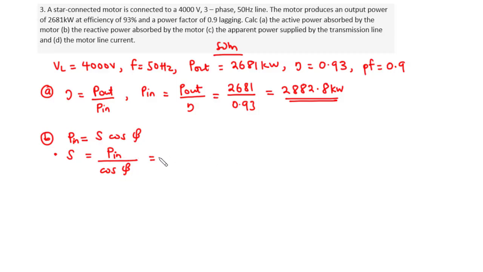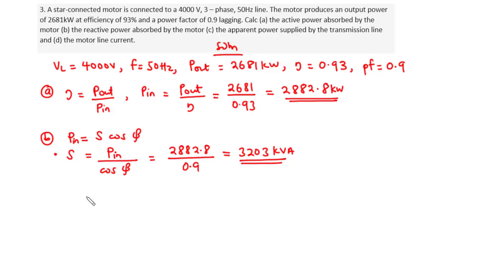So we have the input power to be 2882.8 divided by cosine of angle phi, which is the power factor, so 0.9, and then that gives 3203 kilovolts amperes.